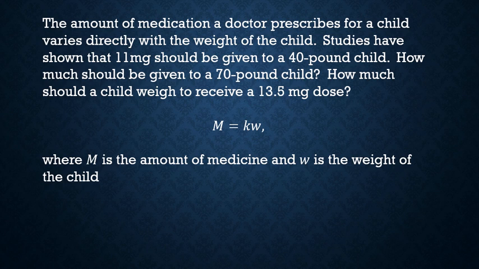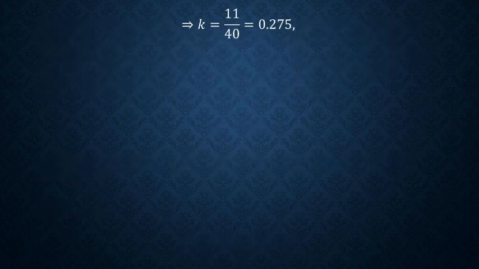Next step, we're going to take a known point, plug it into this model, and solve for our constant of variation K. What's the point that we know? We know that if the weight of the child is 40 pounds, then the amount of medicine they get is 11 milligrams. Making that substitution, 11 is equal to K times 40, or 40K. I can divide both sides by 40, and that tells me that K is 0.275.